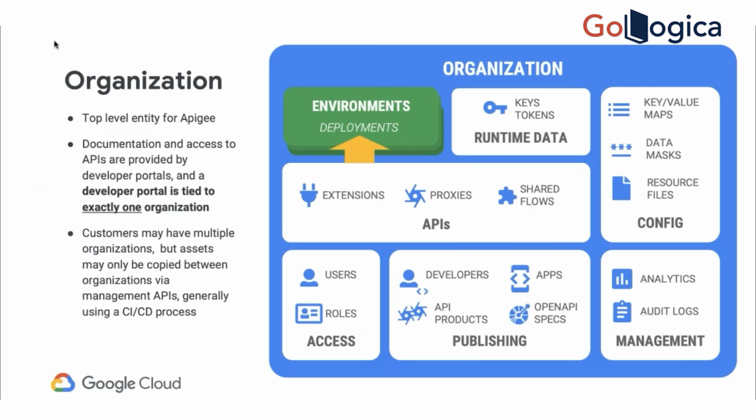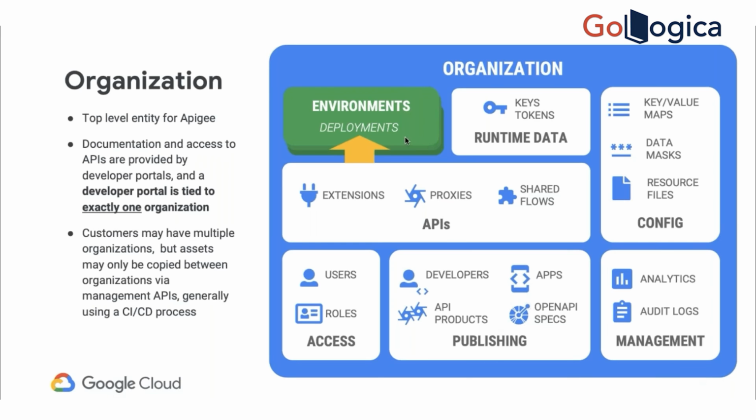In an organization there are different things: we have APIs, extensions, proxies, shared flows, and access, publishing, management. These are different components within an organization which we can create and use. We will cover all of them later on anyway. Within the organization scope, these are the things which APG provides. You have access keys, tokens, and everything. You have the configuration elements of key value map and all those stuff. So these things are there within the organization.